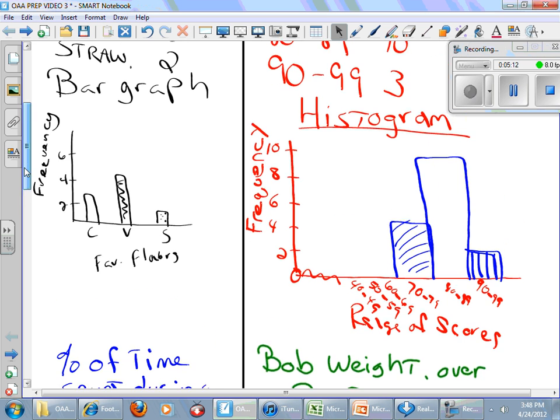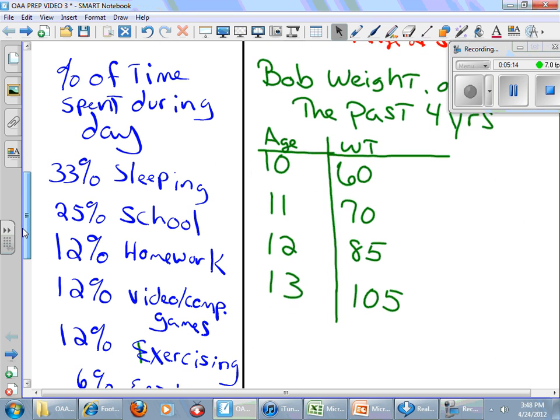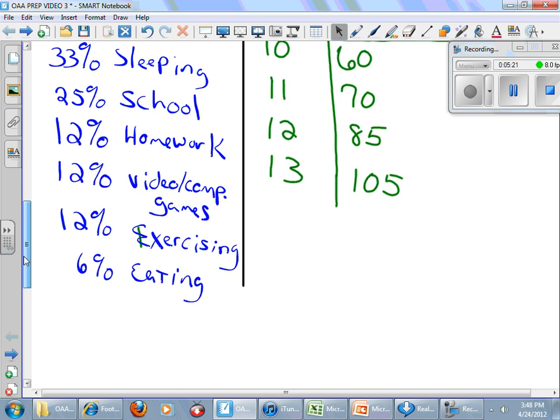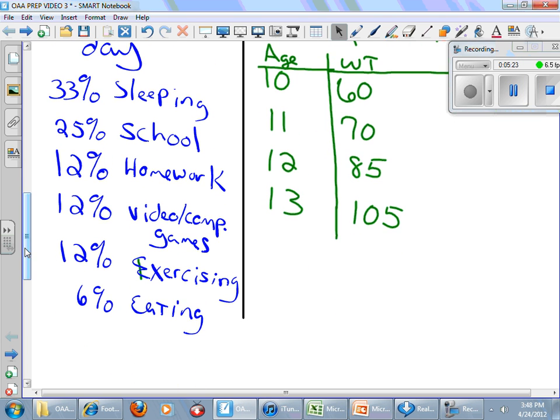Okay, so let's take a look at this blue one, the percent of time spent during each day. We pulled some kids and we got the percent of time they did everything. Well, I see 33% of the time they were sleeping. That'd be about 8 hours a day. 25% they were in school, a typical school day. 12% on homework, 12% on video or computer games, 12% exercising, and 6% of the time they were eating.